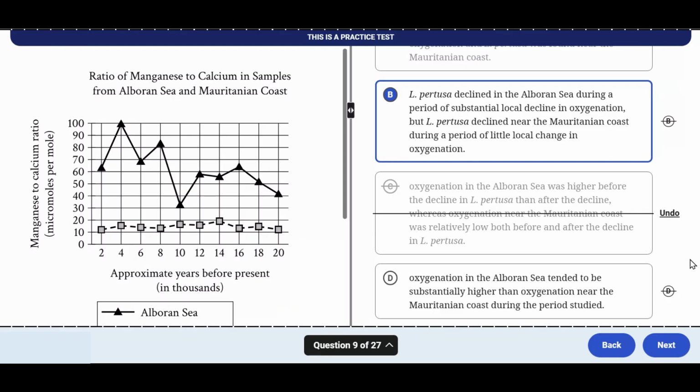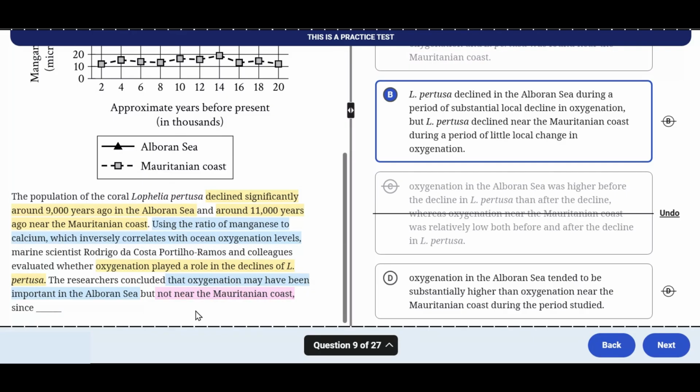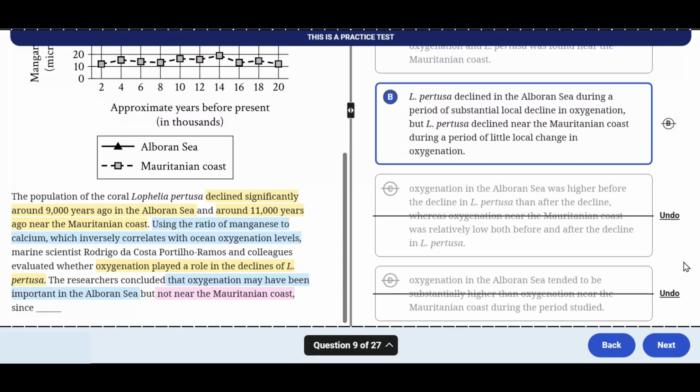D. Oxygenation in the Albertan Sea tended to be substantially higher than oxygenation near the Mauritian coast during the period studied. Again, there's no relation. We don't need to compare the Albertan Sea to the Mauritian coast. We're comparing these to the ratio which they're part of. This doesn't match up with the researchers' conclusion. They're not comparing the two seas, but comparing the decline in coral in the seas to their oxygenation levels. So, whoops, that's not it. I meant to, there we go. So B is definitely our answer.